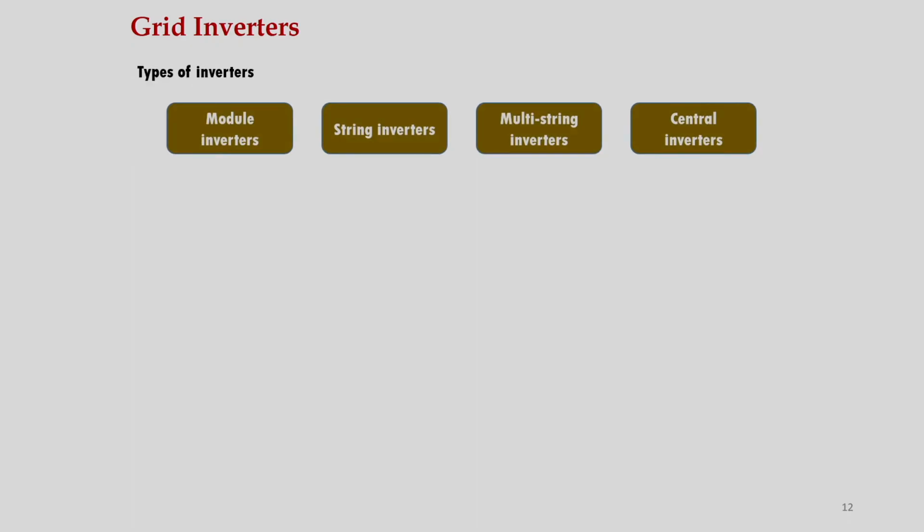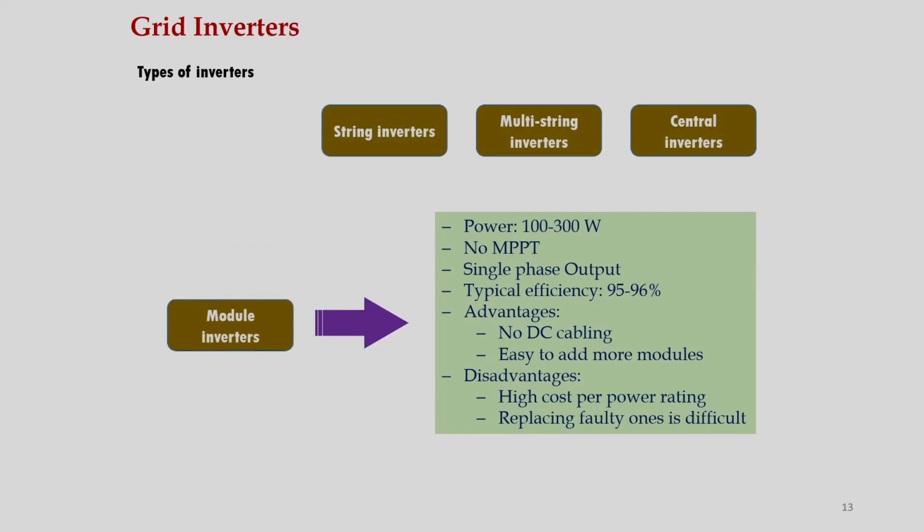So, there are different kinds of grid inverters. Primarily there are 4 categories: module inverters, then string inverters, then multi-string inverters and then central inverters. Let us study one by one. So, what do you mean by module inverters?